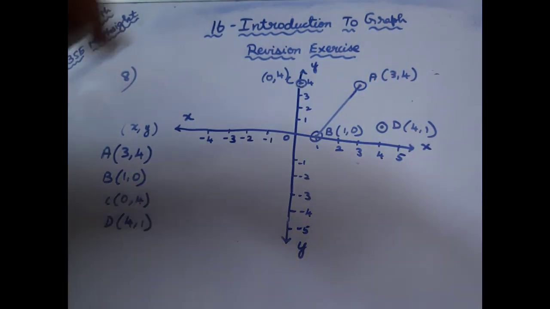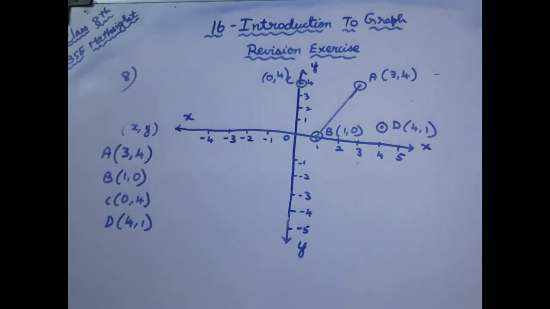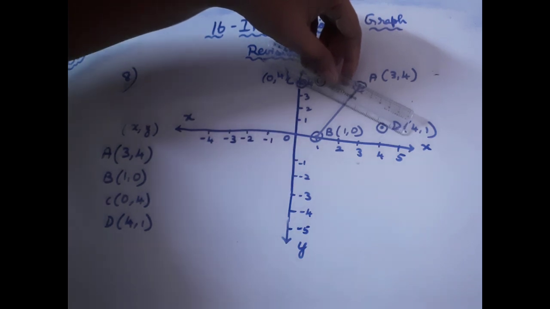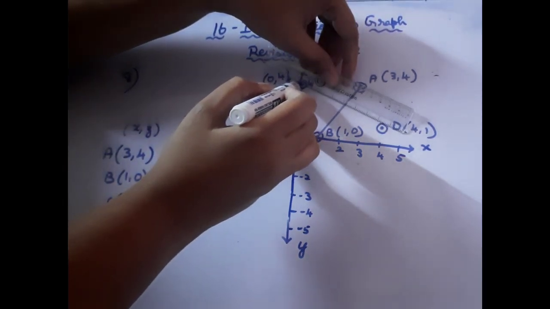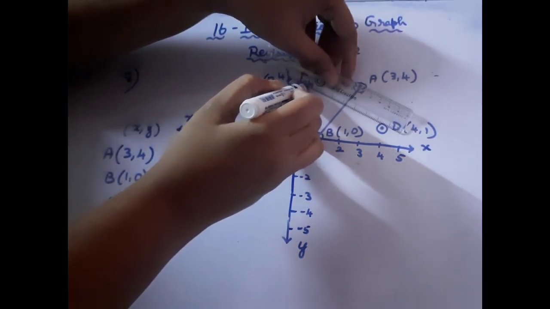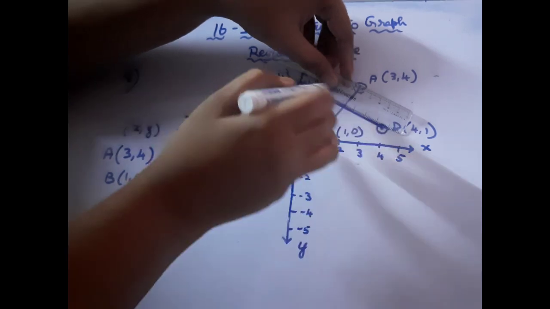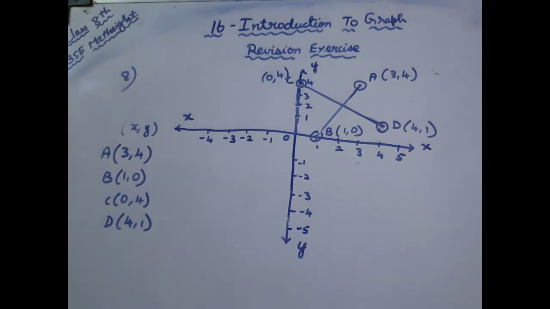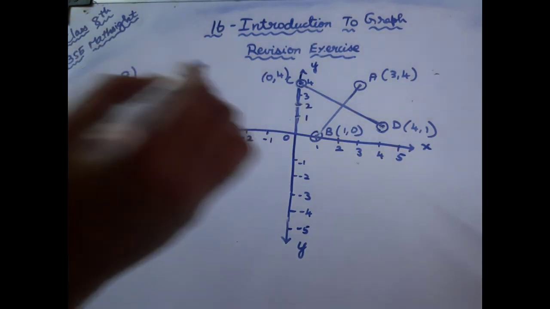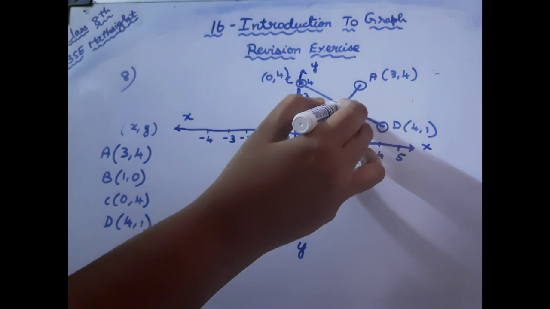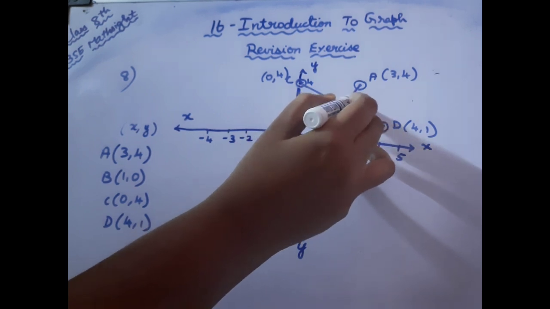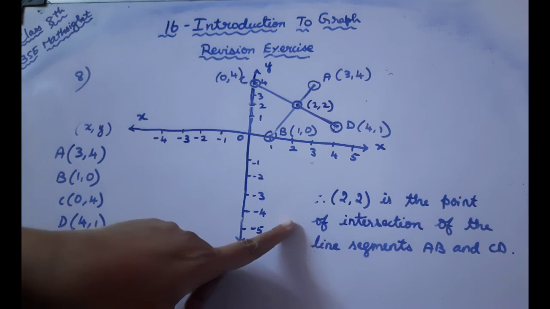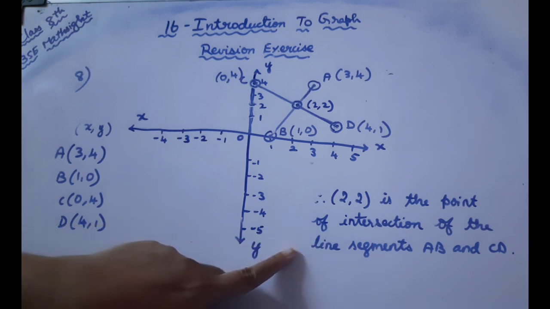So we have drawn a line segment from A to B. Next, we need to draw a line segment from C to D. So now we need to note the point of intersection. So we can see the point of intersection is (2, 2). Finally, we can conclude by saying that (2, 2) is the point of intersection of the line segments AB and CD.